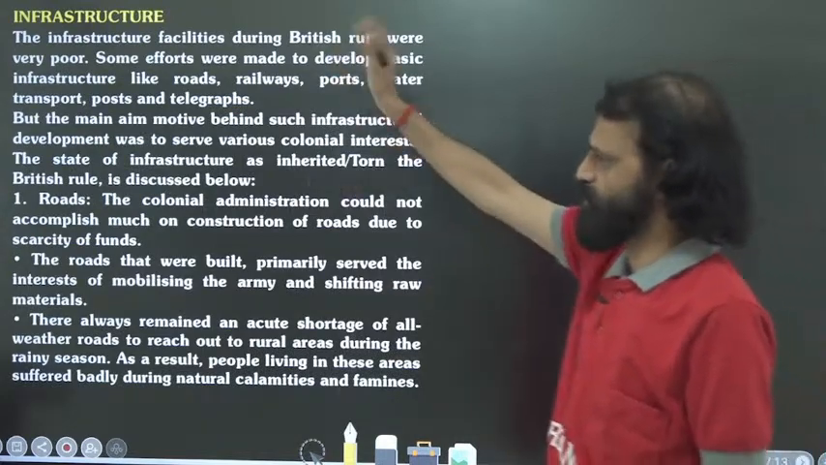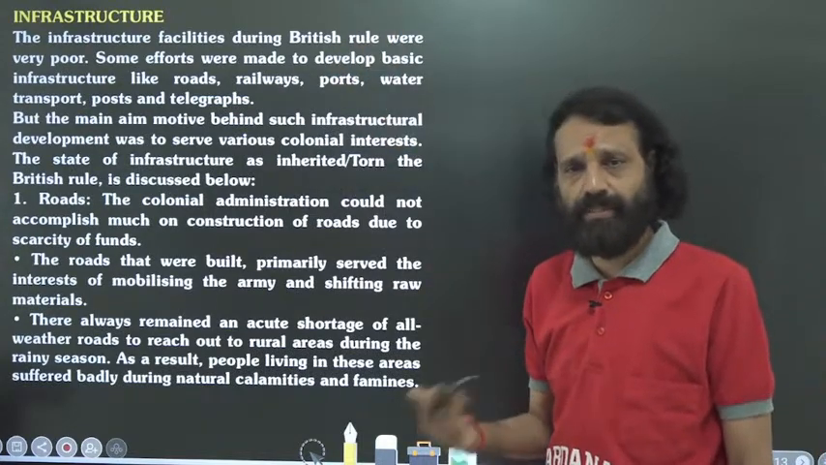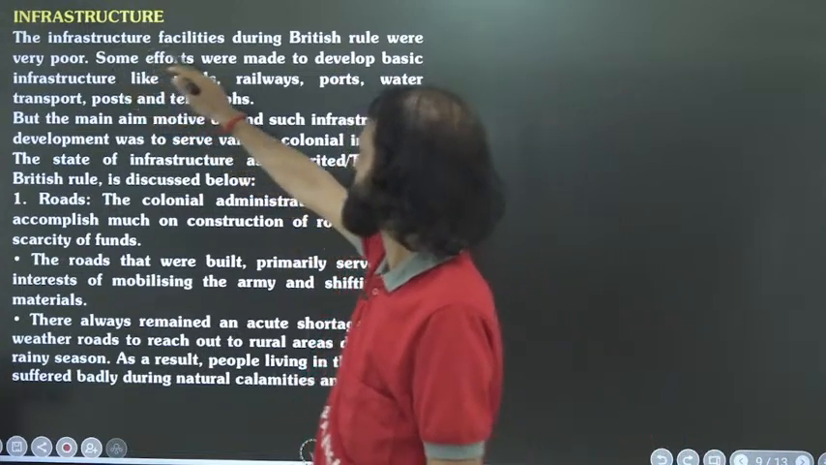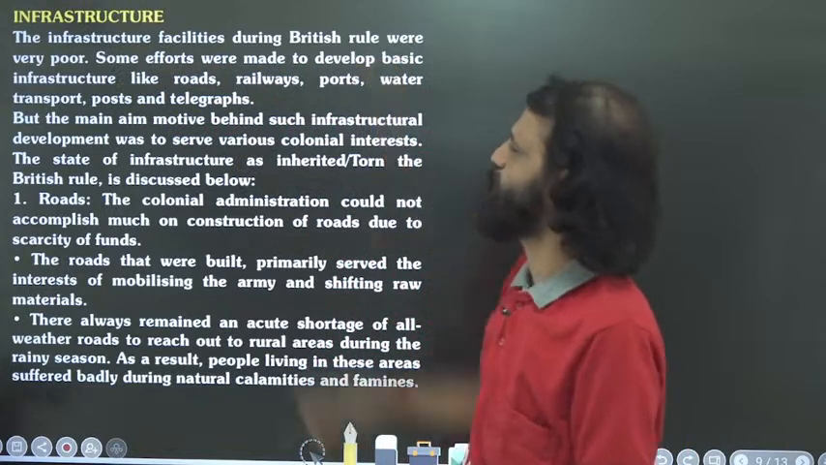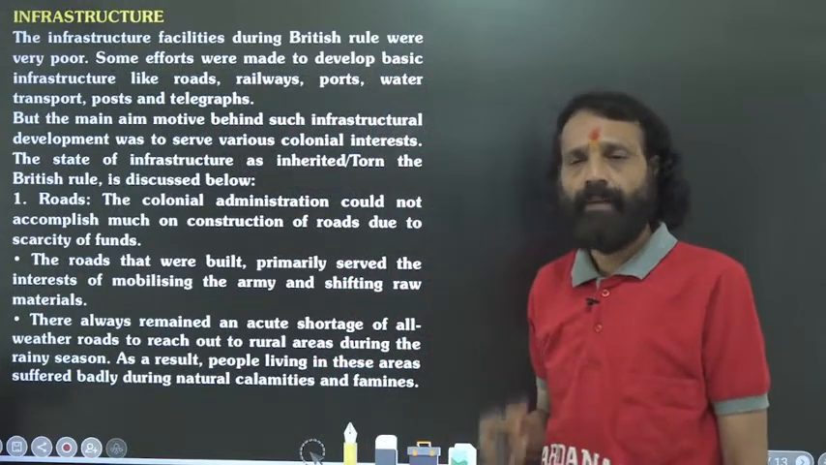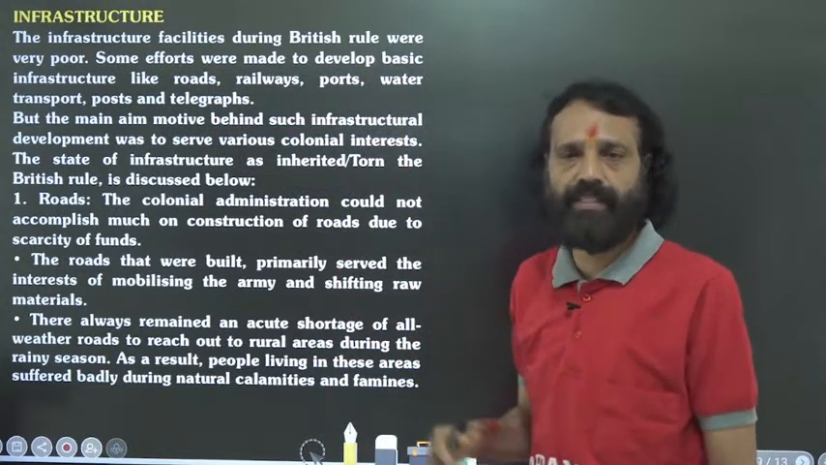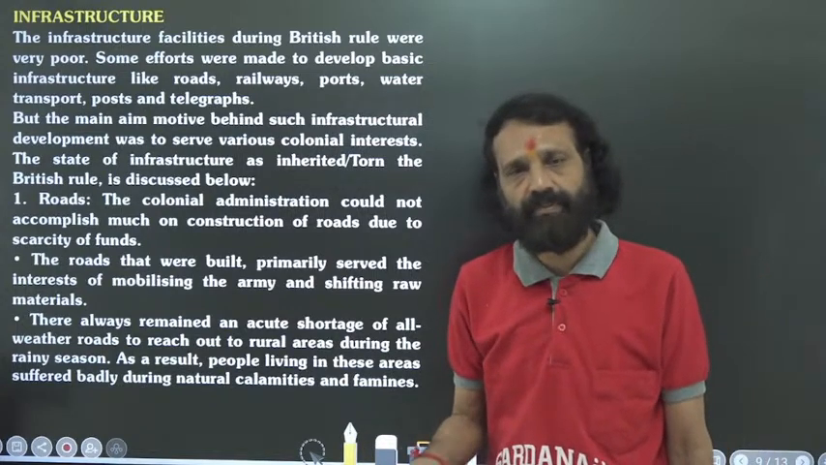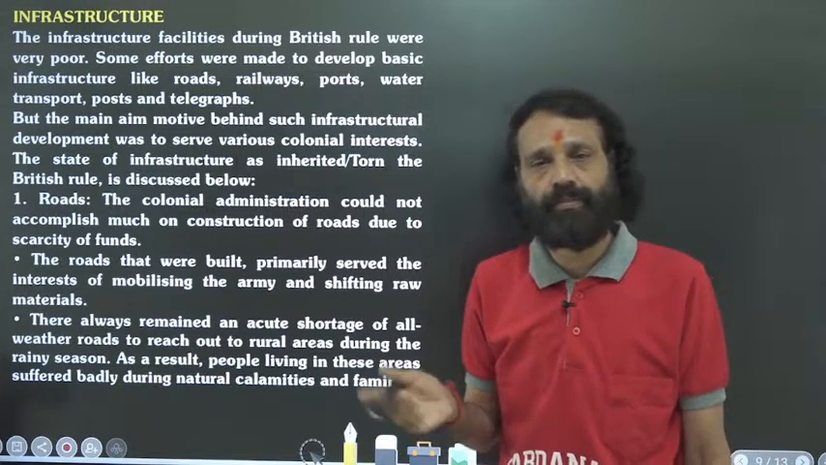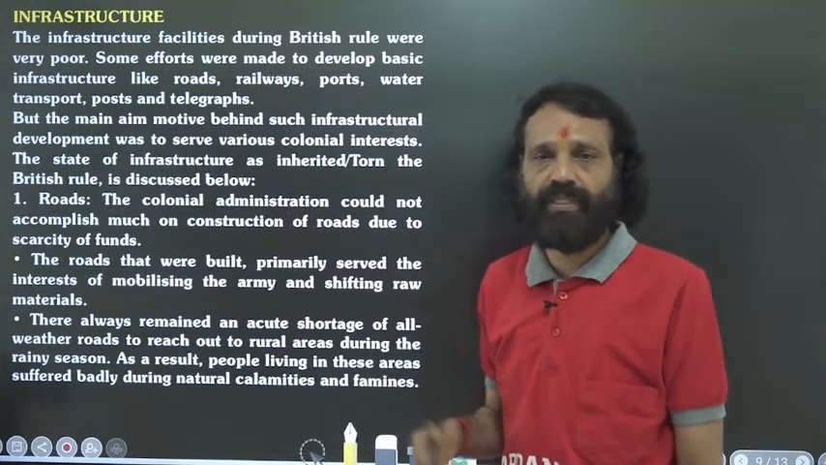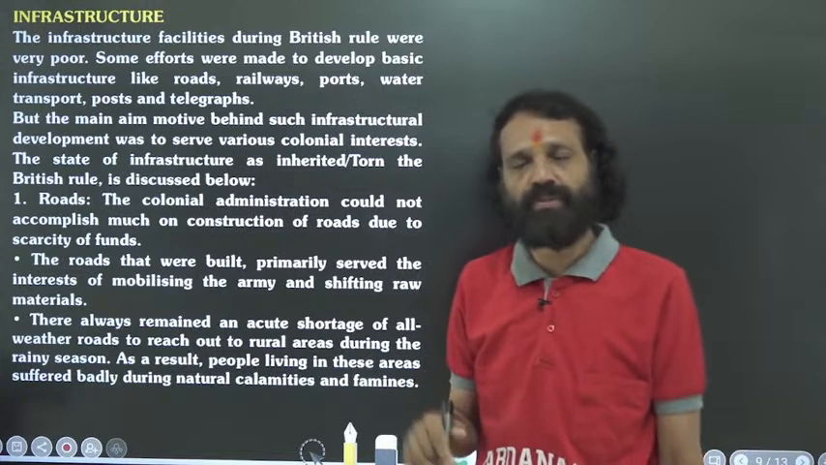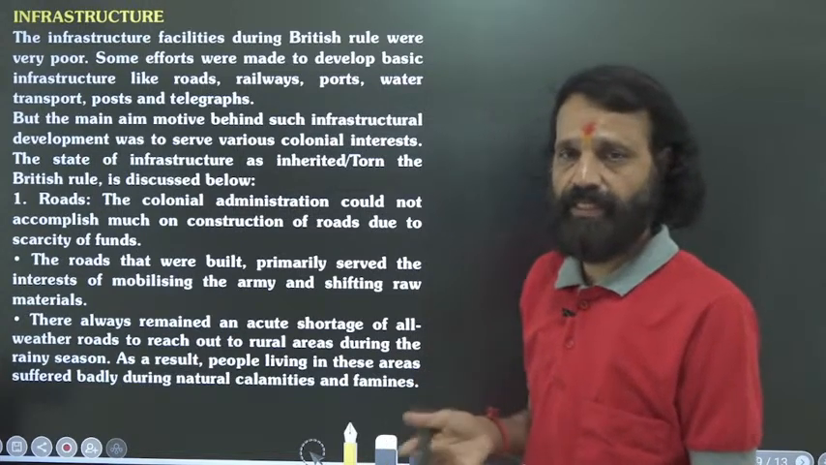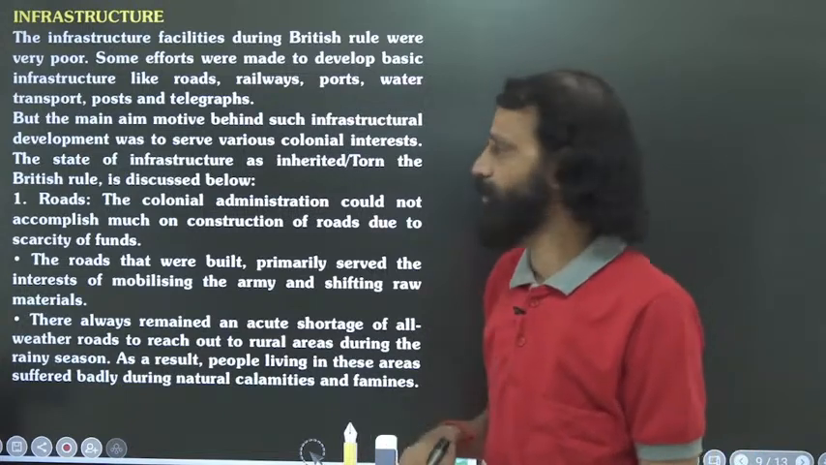Then we can go through the infrastructure development. The infrastructure facilities during the British rule were very poor. The Britishers didn't promote more industries in India. Their ultimate aim was to promote Britain's economy. Therefore, they took raw materials from our country to Britain.